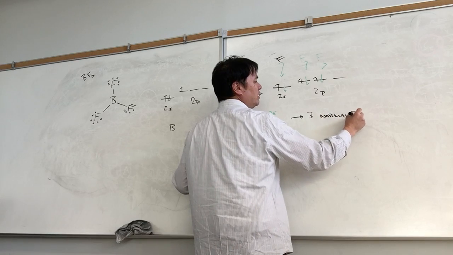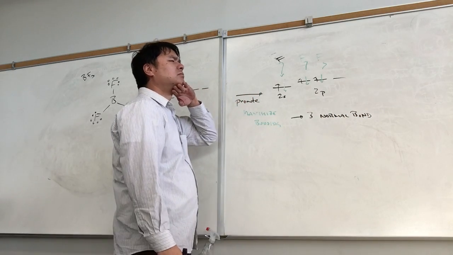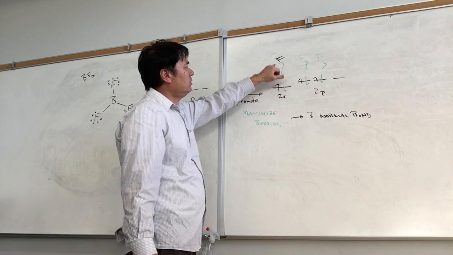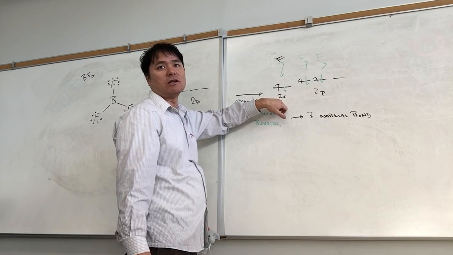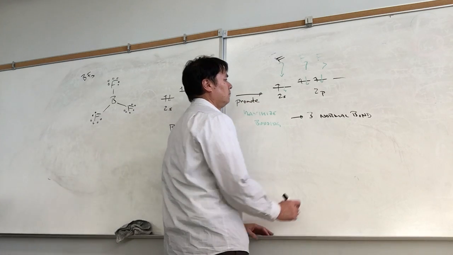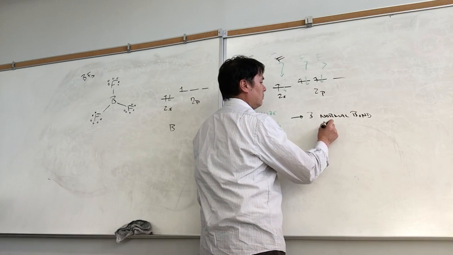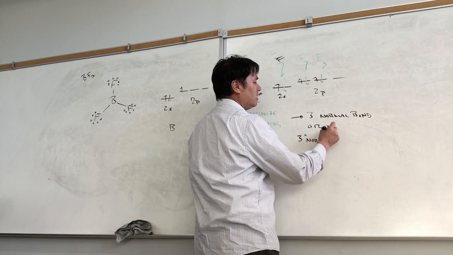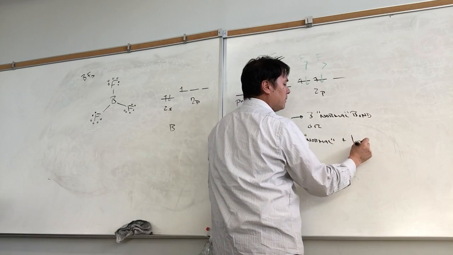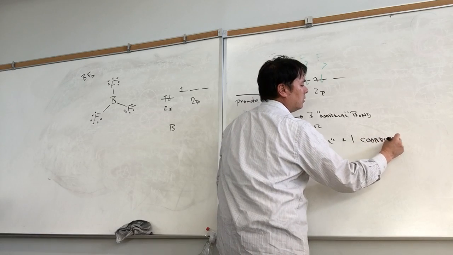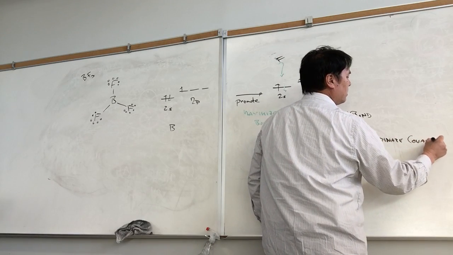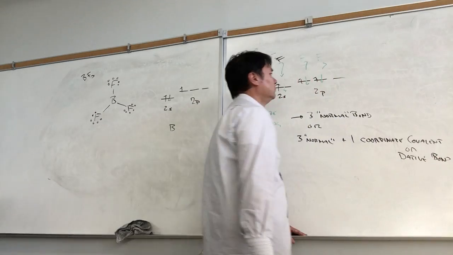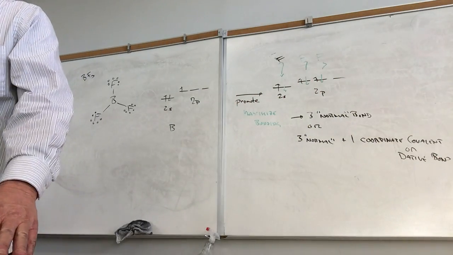And so we can form 3 normal bonds. What is a normal bond? A normal bond is where you have one orbital on boron overlapping with one orbital on fluorine. The boron provides 1 electron, the fluorine provides 1 electron, so each atom provides 1 electron. Or we can form 3 bonds plus 1 what we call a coordinate covalent or dative bond. A coordinate covalent or dative bond is a special type of bond.